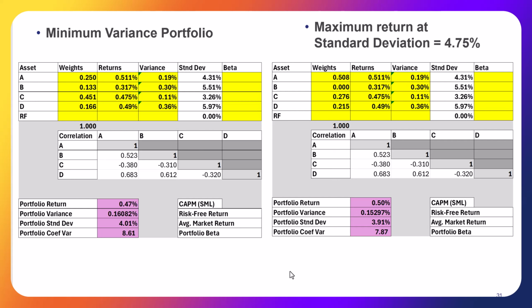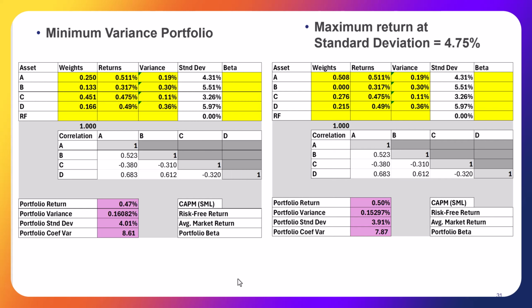So here's how I did this for the 4 assets that I had talked about a little bit earlier. The first one is I solved for the minimum variance portfolio. It found the minimum risk that was possible using these 4 assets. So if I put 25% of my money in A, 13.3 in B, 45.1 in C, 16.6 in D, that's a whole 100% of investment, my portfolio standard deviation will be the least possible at 4.01%.